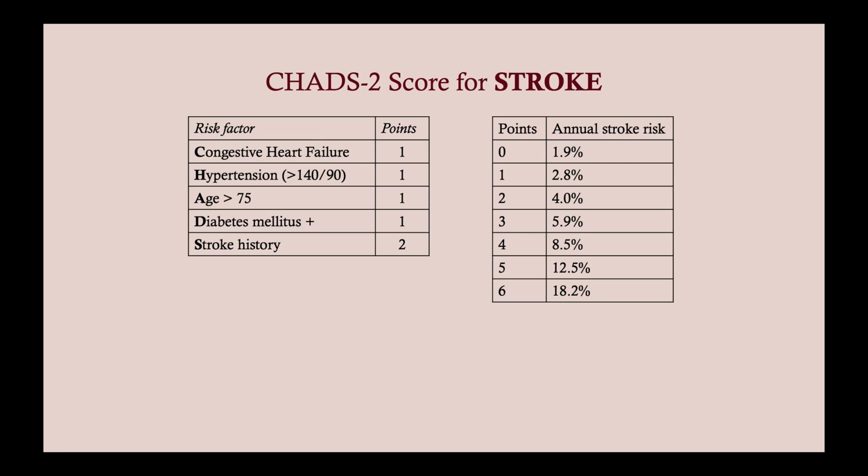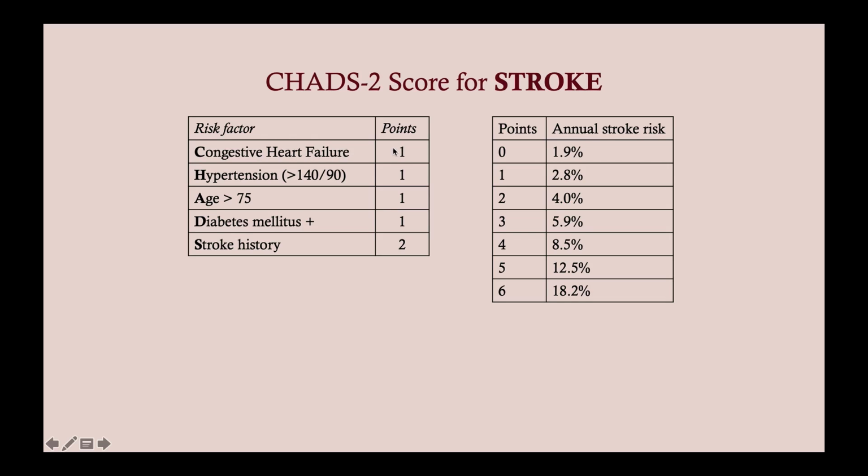So the CHADS-2 score is something that we evaluate in patients with atrial fibrillation to determine what their risk is of having a stroke within the subsequent year. So the CHADS-2 is just an acronym, and each of the letters, C, H, A, and D, are each 1 point, and the S is worth 2 points. That's why it's CHADS-2. So the C stands for congestive heart failure.